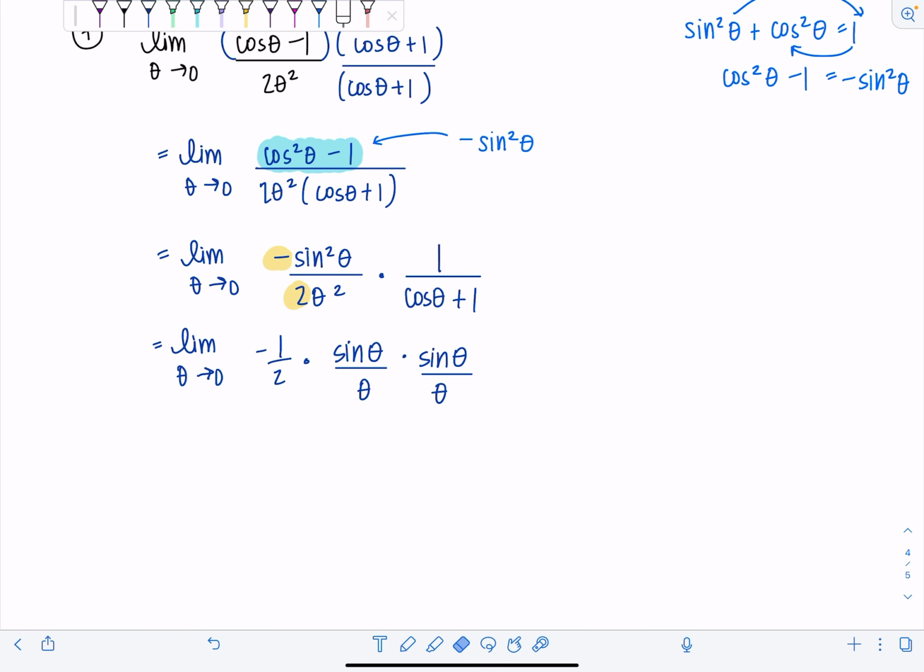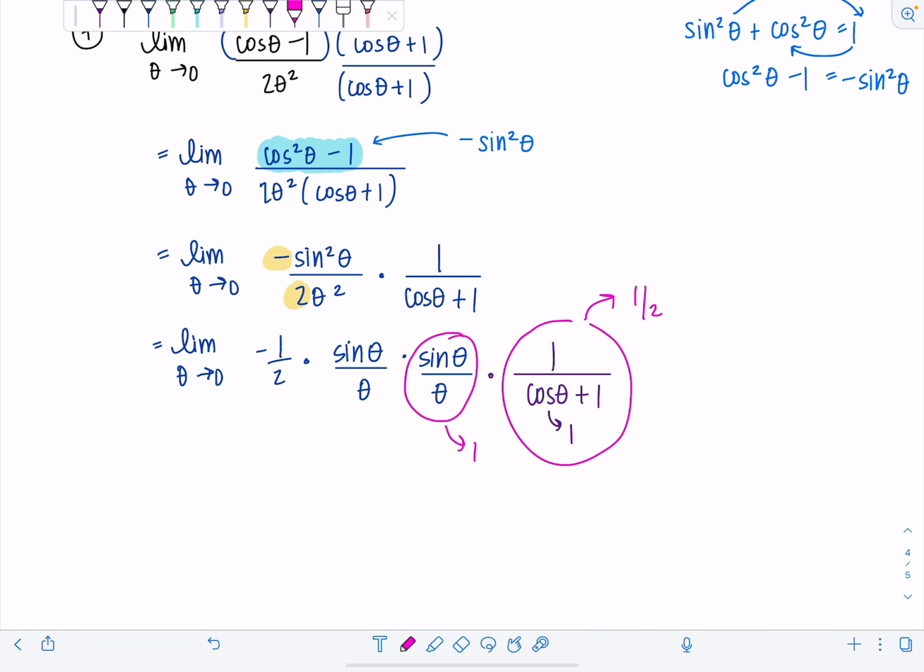And then let's look at what's left over. I still have times 1 over cosine theta plus 1. So theta is going to 0. Cosine of 0 is 1. So this is 1 over 1 plus 1. That's going to 1/2. And then as we said, each of these approaches 1. And that negative 1/2 is just a constant.